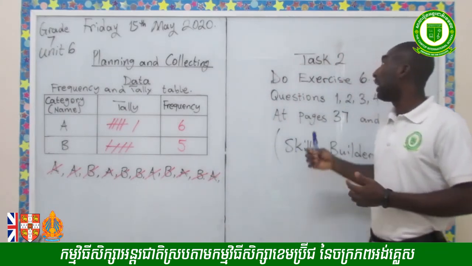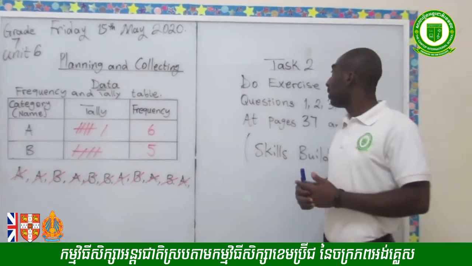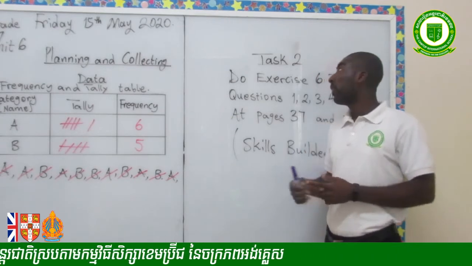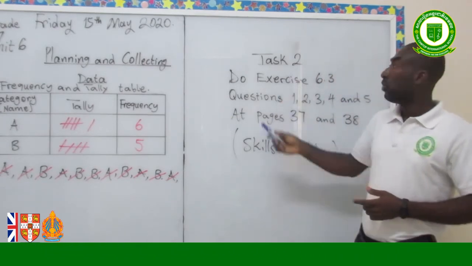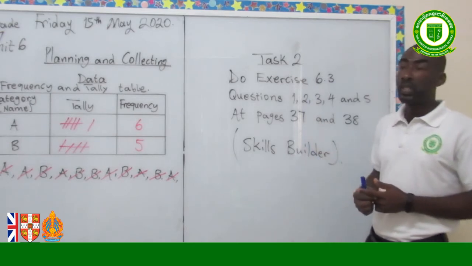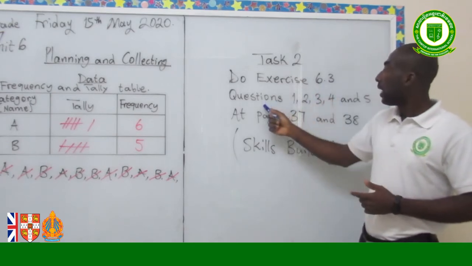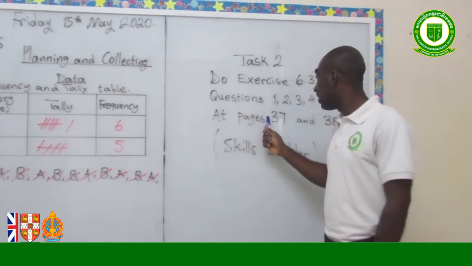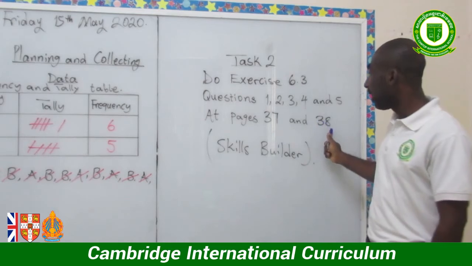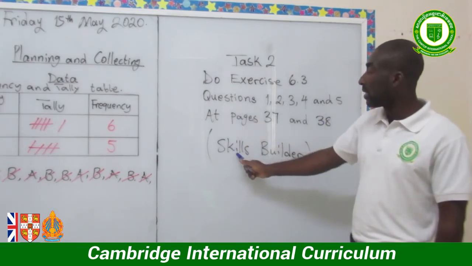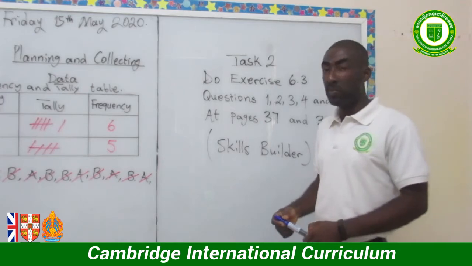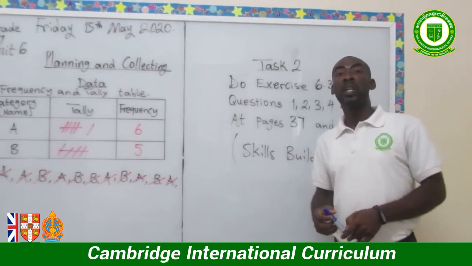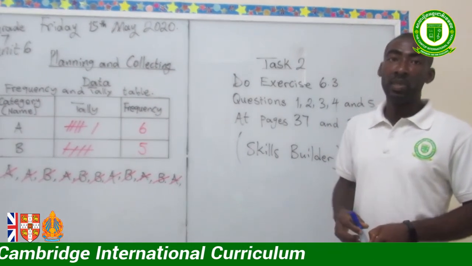Again, we will have an exercise to do so that we can understand our lesson very well. So this is task 2 for you. You do exercise 3.6.3. You do questions 1, 2, 3, 4, and 5 at pages 37 and 38. This exercise is at the Skills Builder section of your textbook. So I'll be looking forward to the answers, and then we can move to our 3rd video. So thank you, see you in the 3rd video.